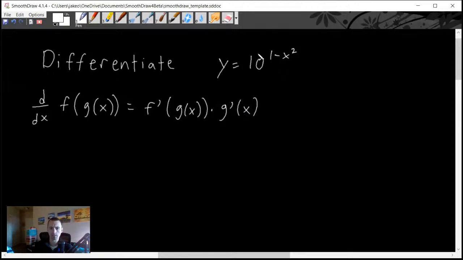So let's go ahead and take this example here, and we'll think about how to find the derivative of this function, 10 to the 1 minus x squared, using chain rule. Again, I'm not going to talk too much about the formula itself. Let's really think about the English way that I just said that and broke that down.